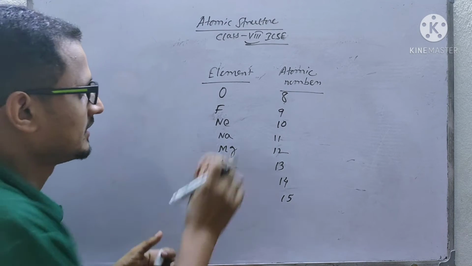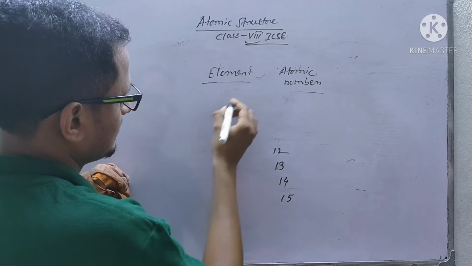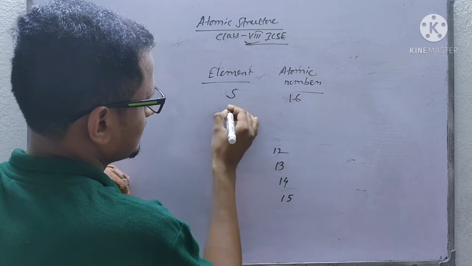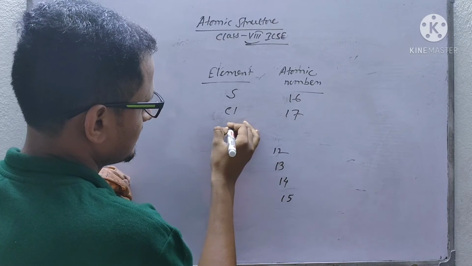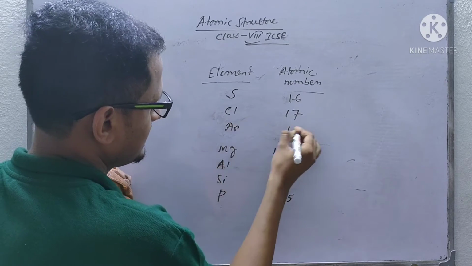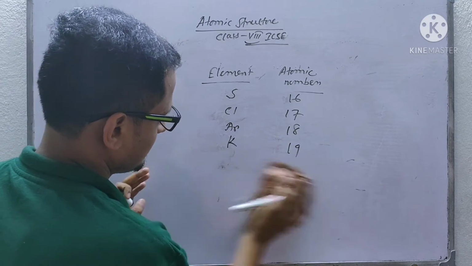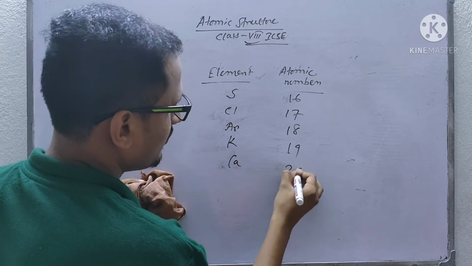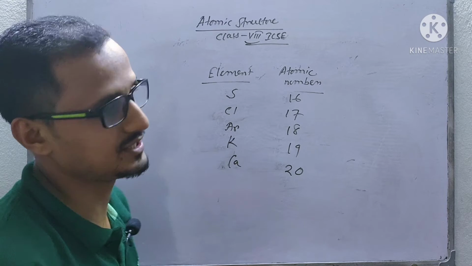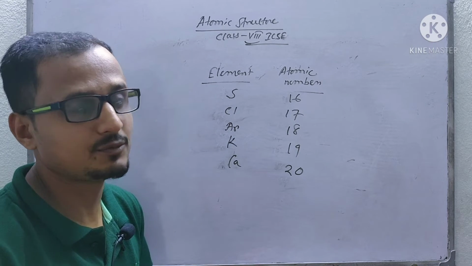Okay. Now sulfur 16, chlorine 17, argon 18, potassium 19, and calcium 20. So for your class you have to remember up to 20. Up to 20 you have to remember.